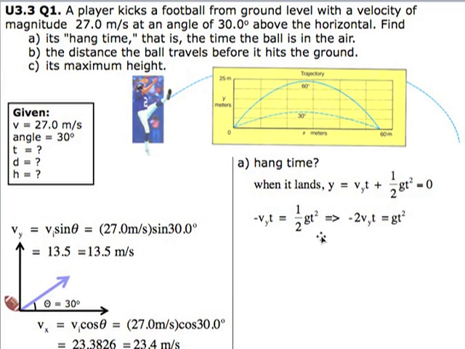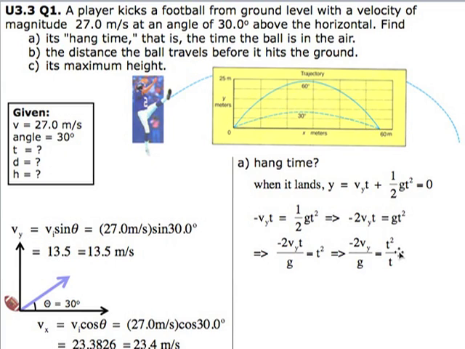The next thing we're going to do is move the 2 from the right side to the left side. So we've got negative 2 Vy t equals g t squared. Next we move the g from the right side to the left side, so we divide each side by g. Now the right side is t squared. And the final thing, because we're looking for the hang time, is to divide the left side by t. If we divide the left side by t, we need to divide the right side by t, so we've got t squared over t.